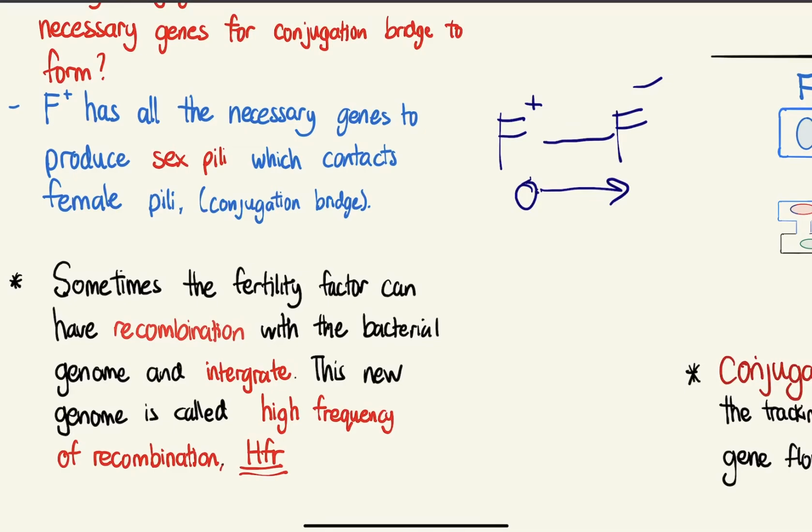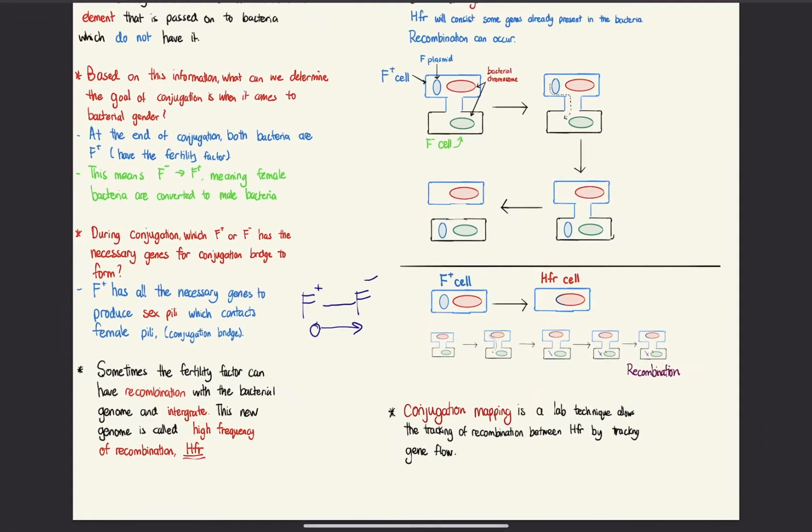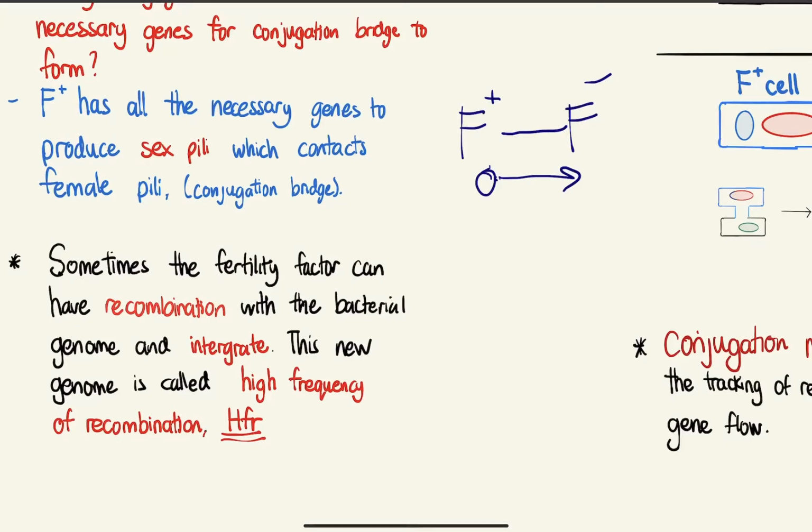But sometimes recombination can happen. Before you get confused, the only small difference is that you still have conjugation happening, and you still have genes being transferred from the male to the female. The difference is that the extrachromosomal element, the fertility factor, can sometimes undergo recombination with the host cell, so it integrates with the host cell's genome. This genome is now called an HFR, which stands for high frequency of recombination. You're going to understand this in more detail in a second.